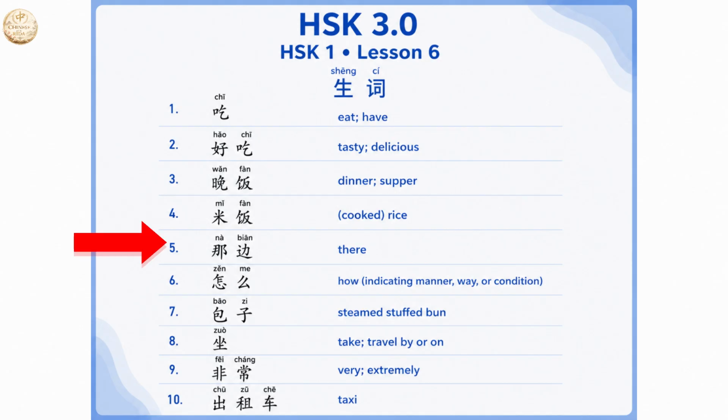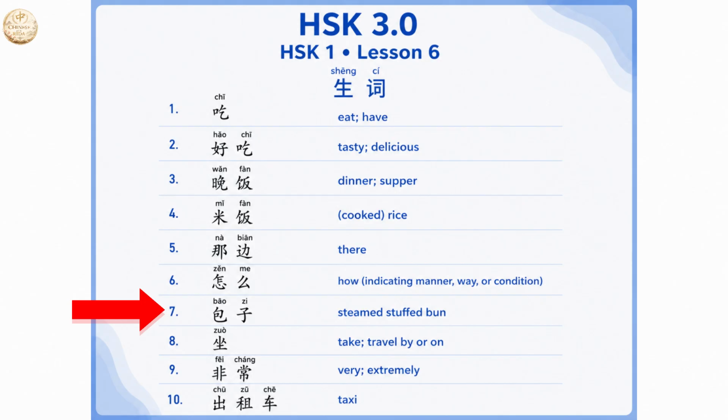Now let's move to the next word, which is a location word, 那边. 那边, there. When you want to point to something away from you, you say over there. For example, the restaurant is 那边. The restaurant is over there. Next one is 怎么. It is used before a verb to ask about the method. For example, 怎么吃, how to eat. Next word is 包子. These are the fluffy steamed buns with fillings inside.